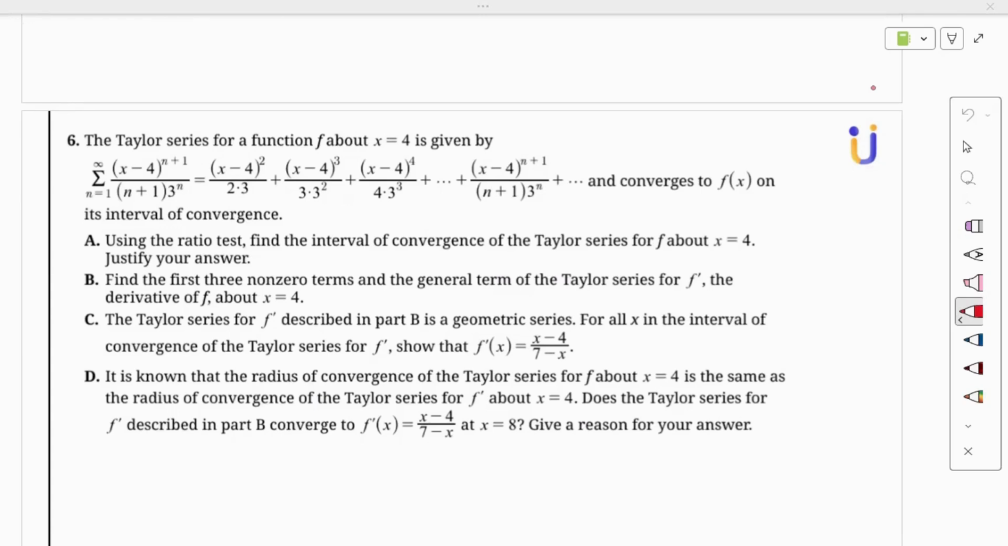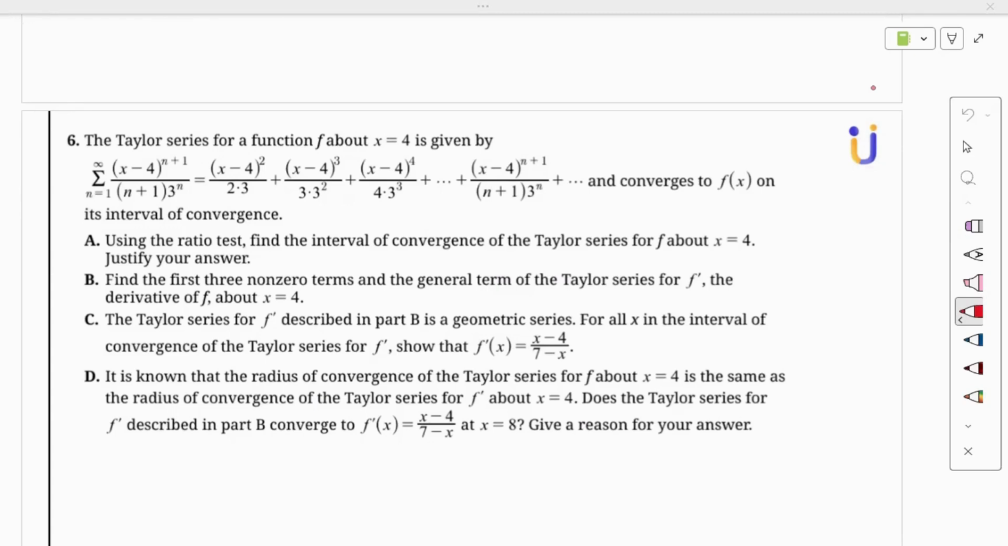First part: using the ratio test, find the interval of convergence for this series and also justify your answer. Part B: find the first three non-zero terms and the general term of the Taylor series for f prime. So f is the Taylor series given. We need to find three terms and a general term for the Taylor series of f prime, which means the derivative of f, about x equals 4.